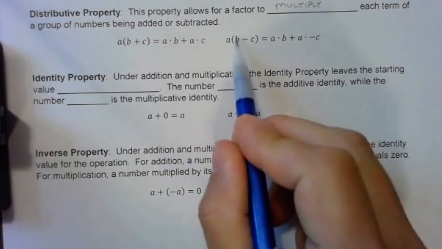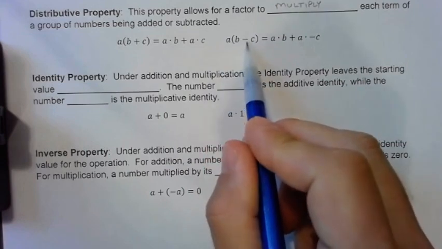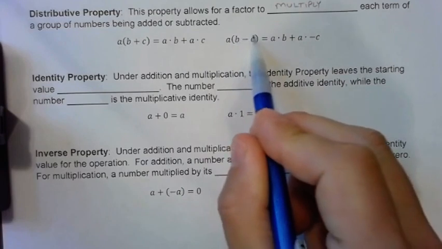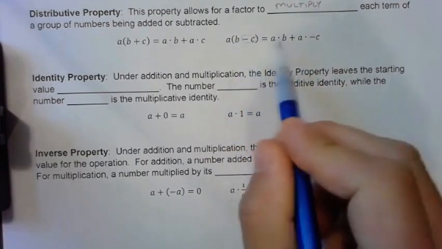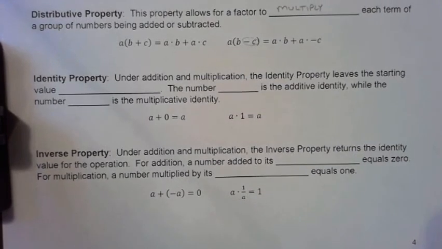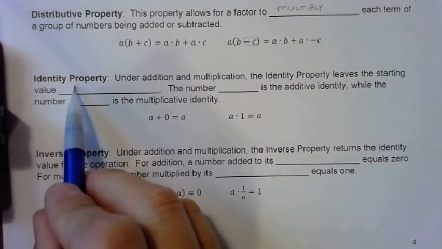Similar with subtraction. B minus C is being subtracted, but A is going to multiply whatever that is. I can do A times B and add A times negative C, and I would get the same exact answer. So we can take the factor and multiply it by each term of a group of numbers being added or subtracted. Next is the identity property.